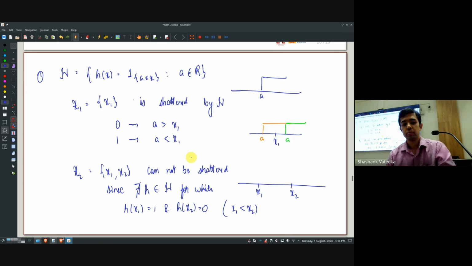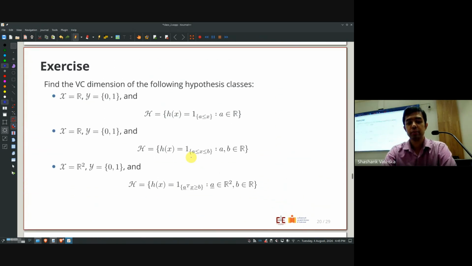So I'll leave the rest of these as an exercise for you. Again, find the VC dimension of this particular hypothesis class, which is all functions which look like this. There's an a, there's a b. It labels everything between a and b as 1, and everything outside (a, b) is 0. And this is an example that we saw in the previous class. And probably the more interesting hypothesis class is the perceptron, or the linear classifier.